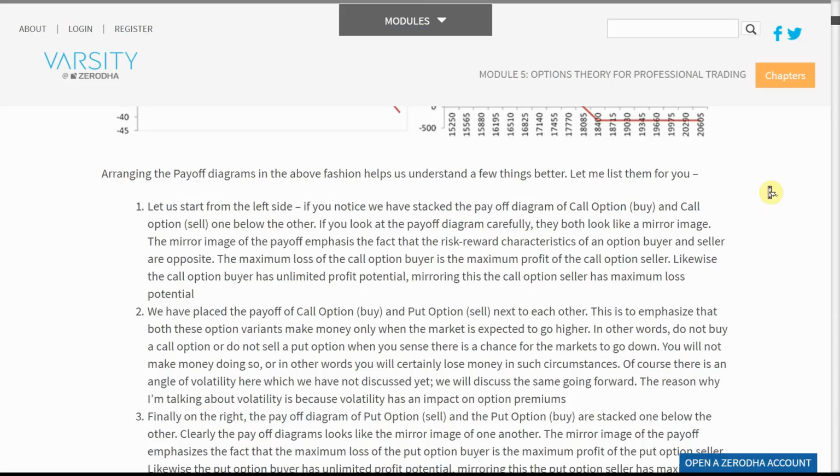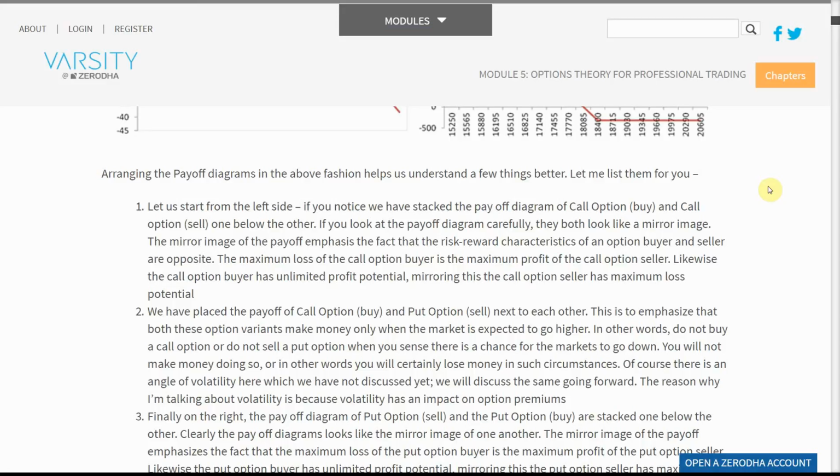The mirror image of the payoff emphasizes the fact that the risk-reward characteristics of an option buyer and seller are opposite. The maximum loss of the call option buyer is the maximum profit of the call option seller. Likewise, the call option buyer has unlimited profit potential. Mirroring this, the call option seller has maximum loss potential.